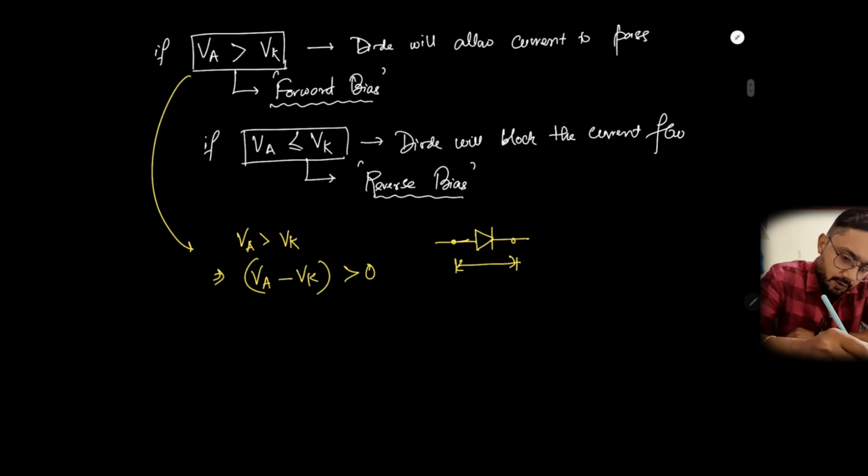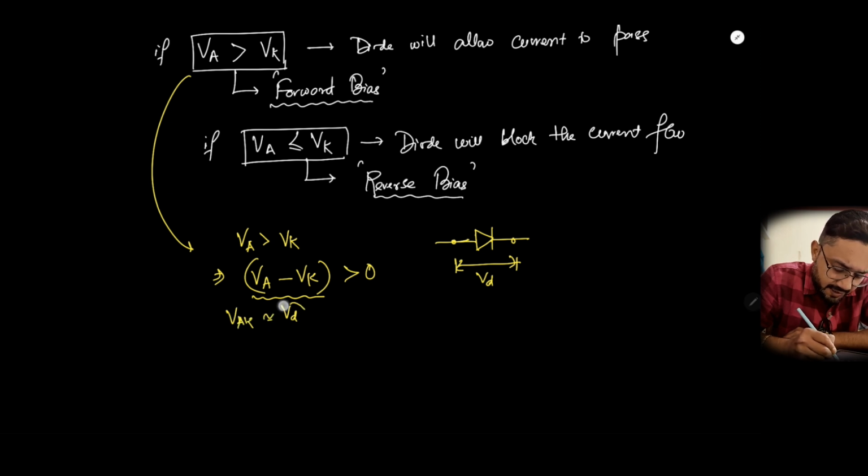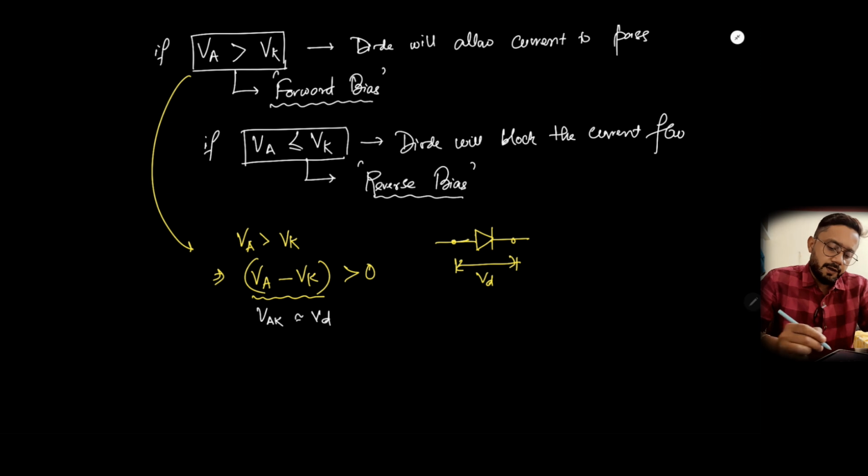Now let's denote the voltage across the diode as Vd. Obviously you can also write VAK. Basically VAK and Vd all mean the same. Vd is the voltage across the diode, which also means the voltage AK, and VA must be greater than VK.